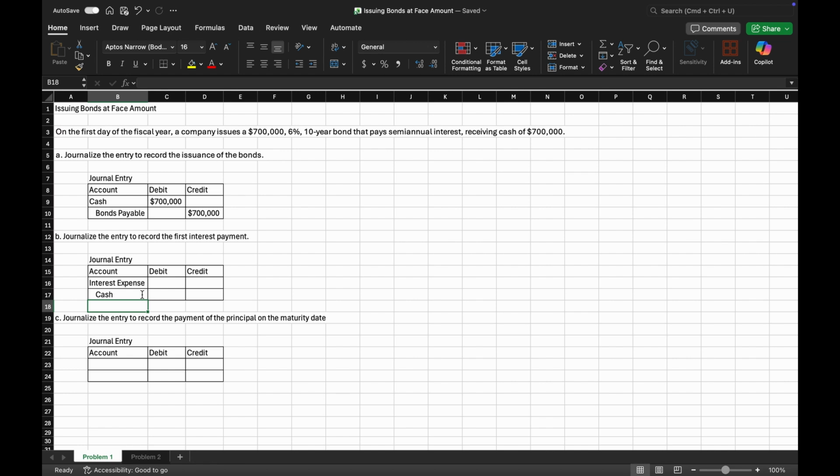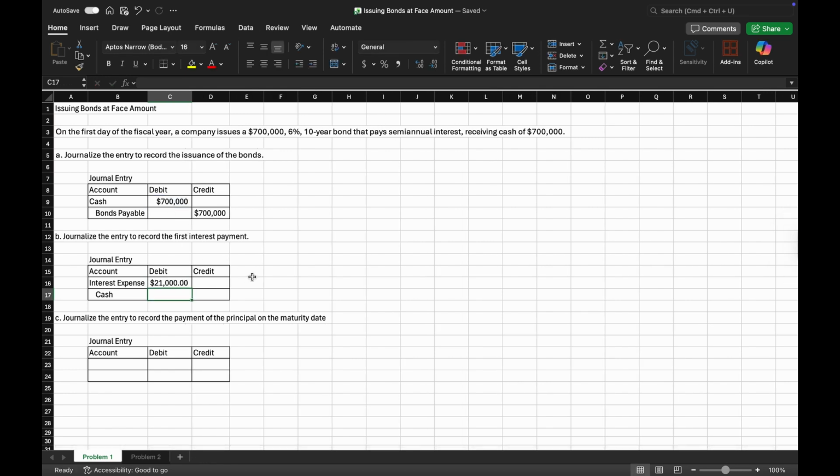To calculate this amount, we have to find the semi-annual interest payment, which we do by multiplying the principal by the interest rate by time, or 1 divided by the amount of times interest is paid in the year. For us, that'll be $700,000 times 6% times 0.5, because it's semi-annual. This comes out to a semi-annual interest of $21,000. This $21,000 is the debit for the interest expense account.